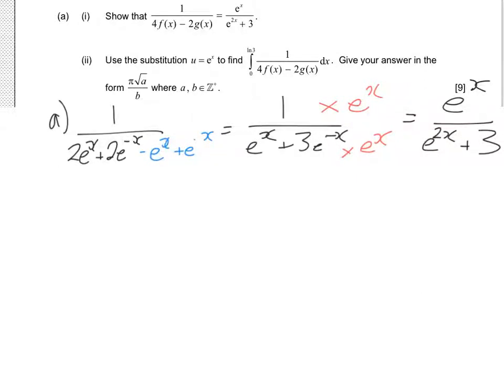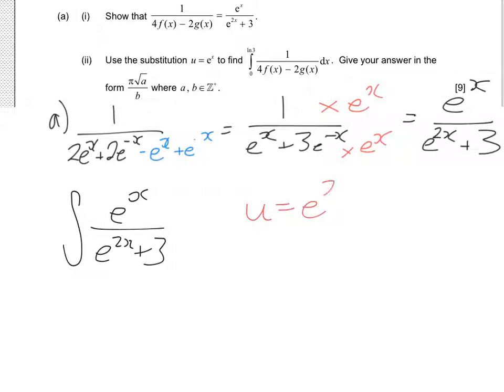Part B, part 2, we're going to do a substitution to integrate. We're not integrating 1 over 4f minus 2g of x, we're integrating the function we've just found, e to the x over e to the 2x plus 3, using the substitution u equals e to the x.